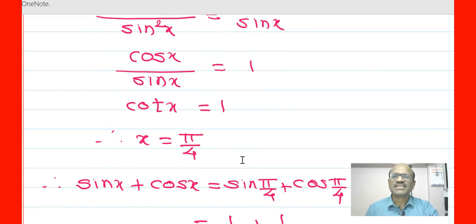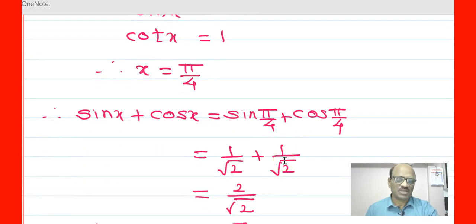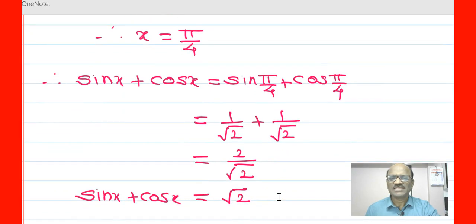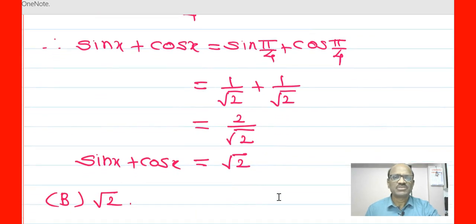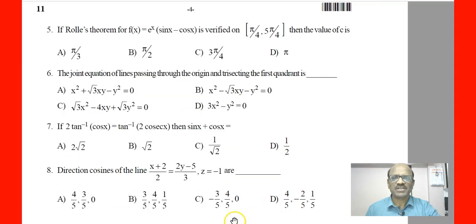Now what is the value of sin x plus cos x? That is equal to sin of pi by 4 plus cos of pi by 4, which is 1 upon root 2 plus 1 upon root 2. That is 2 upon root 2, and hence sin x plus cos x is equal to root 2, and hence option B is the correct one. Now we'll see the next example.